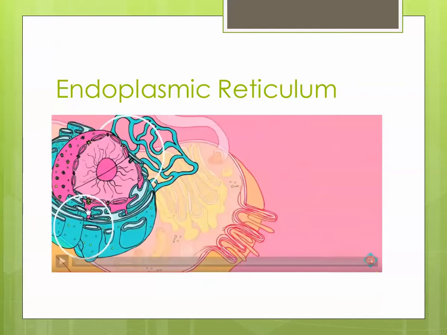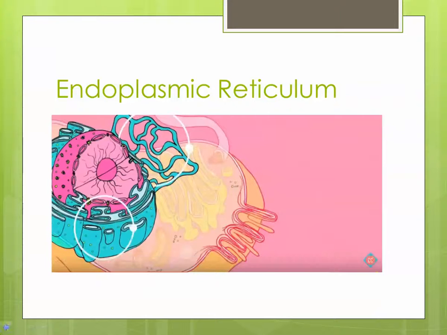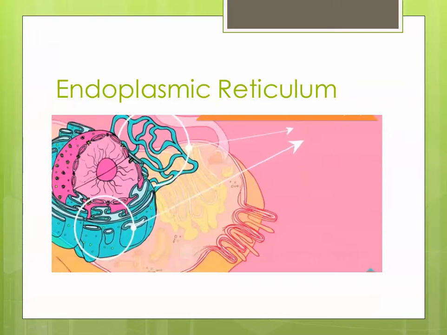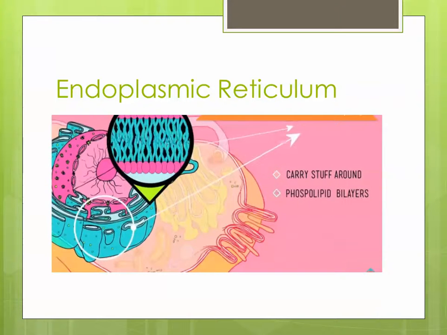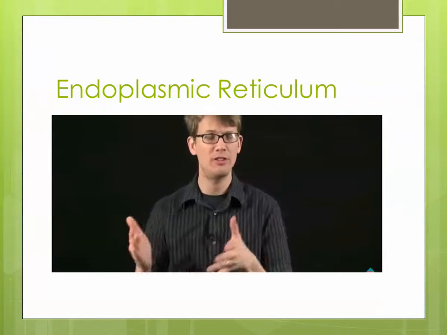Okay, next we're going to go over endoplasmic reticulum. Notice there are two different types of endoplasmic reticulum. There is smooth and there is rough. Endoplasmic reticulum, or just ER, are organelles that create a network of membranes that carry stuff around the cell. These membranes are phospholipid bilayers, same as in the cell membrane. There are two types of ER. There's the rough and the smooth.